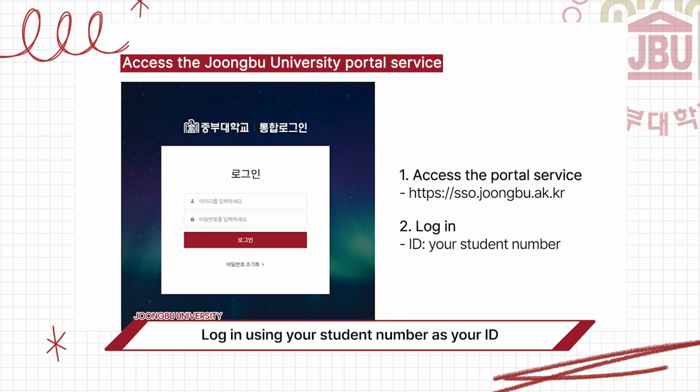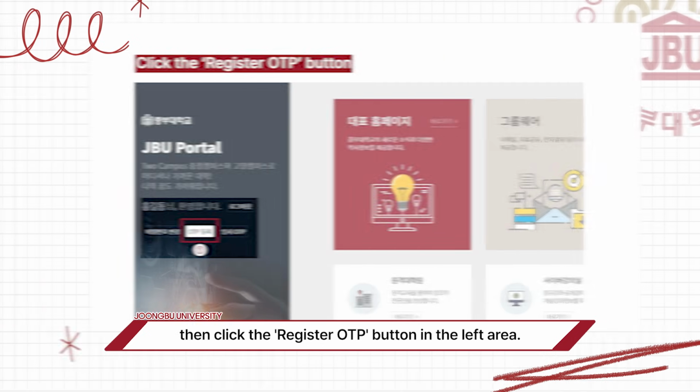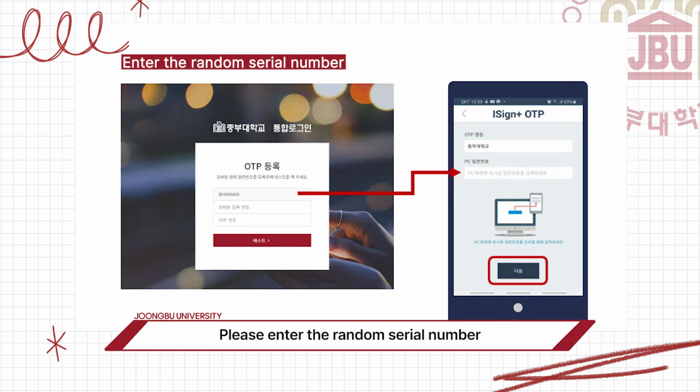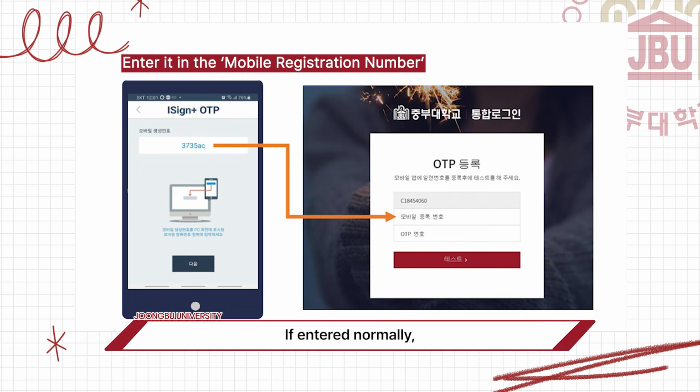Log in using your student number as your ID in the integrated login window, then click the Register OTP button in the left area. Please enter the random serial number generated on the screen into the mobile phone application. If entered normally, the mobile phone application will display the mobile generation number. Please enter it in the mobile registration number category on the PC screen.